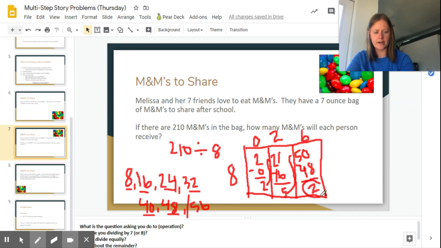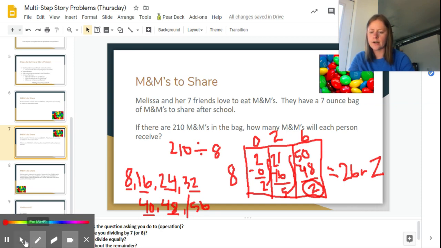Okay, super important right here. Talked about that a lot. That number I circled, 2, what is that? That is a remainder. Okay, talked about that a lot. So our answer is not just 26, and our answer is not just 2. Okay, 26, remainder 2. Now, try to make sense of that for a second. Each friend gets 26, remainder 2. What does that mean? Well, that means the 26 means each friend, including Melissa, is going to get 26 M&Ms. But there's going to be 2 M&Ms left over. Okay? So each person gets 26. There's going to be 2 left over.